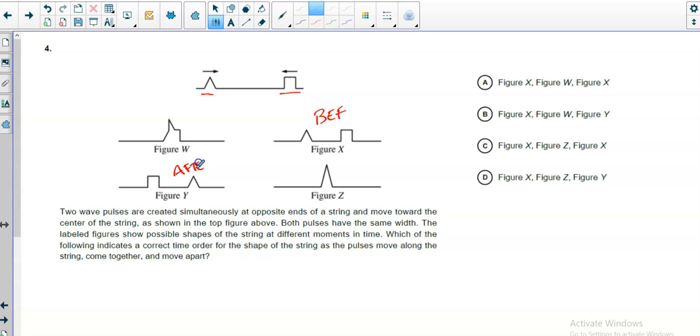So I'm definitely looking for an answer where X is the first thing and Y is the last. So for example, something like either this one or this one, but not this one and not this one. They don't bounce off each other, they just pass through each other. Now the question is, if we get it down to these two, then which one's in the middle? Is it this thing or is it this?